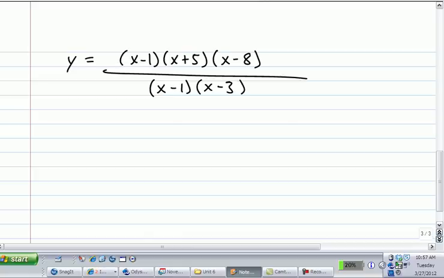You can kind of make a note here. So what's that going to influence? Intercepts, holes. Okay, so we might as well record that. Hole at x equals 1.